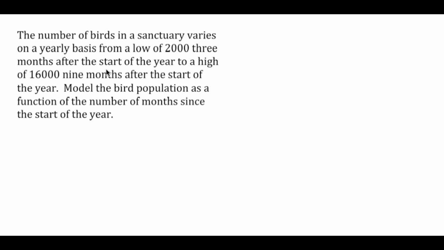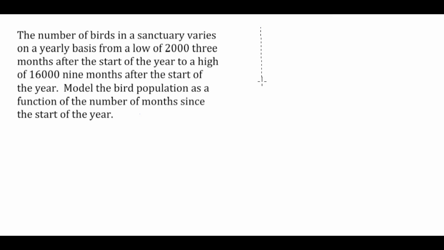We've got a problem here where we're talking about the population at a bird sanctuary. It's varying on a yearly basis. We've got a low, we've got a high, and what we want to do is come up with a trigonometric expression that will model that bird population as a function of the number of months since the start of the year.